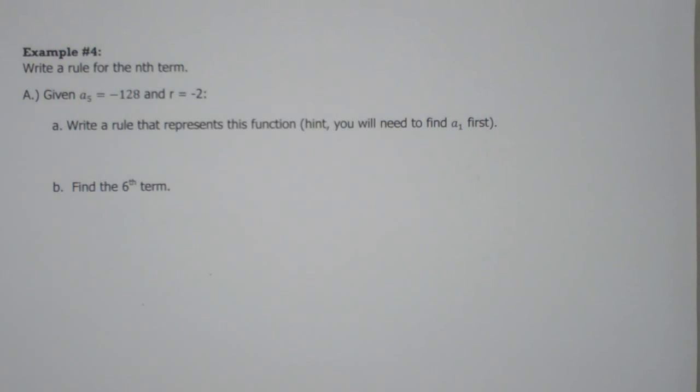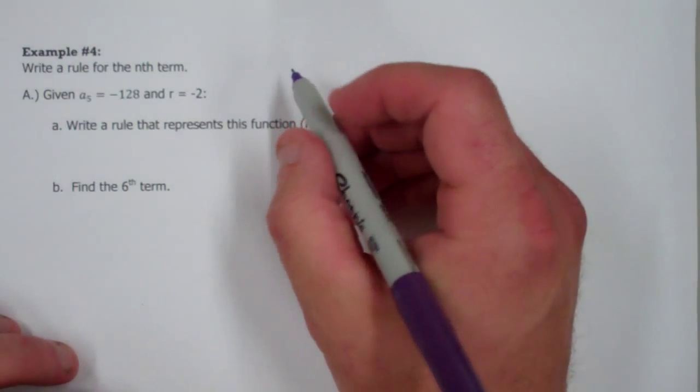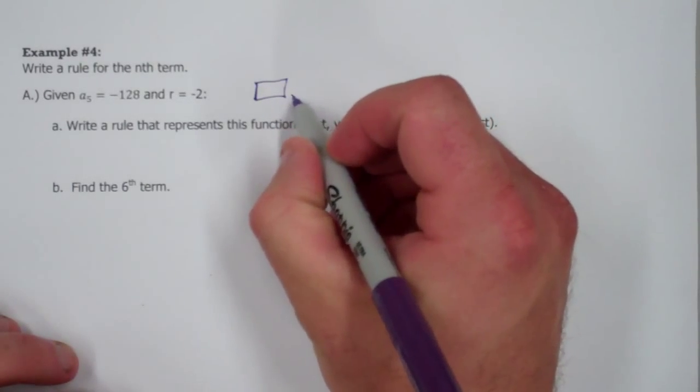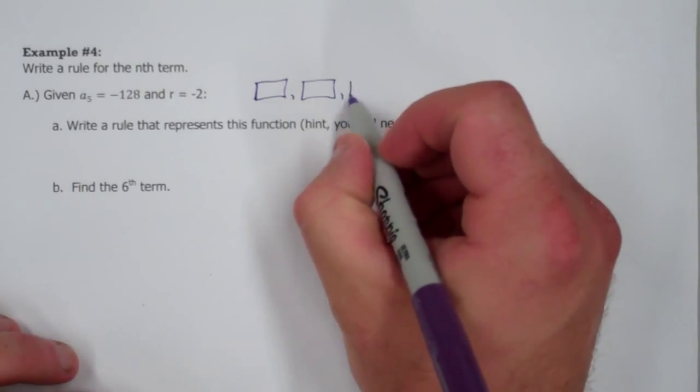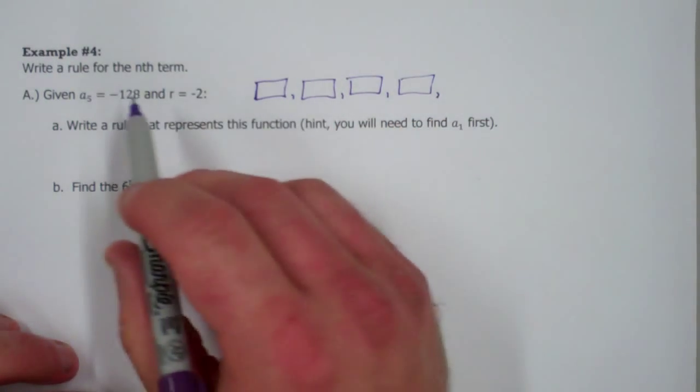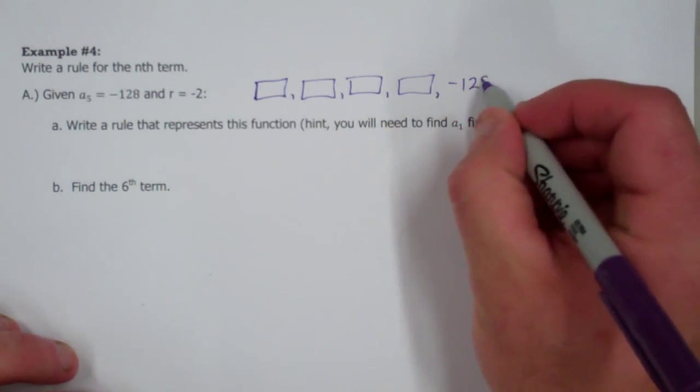In example 4, it says write a rule for the nth term. We're given that a sub 5 is negative 128 and r is negative 2. Let's see if we can write this sequence, and we're going to do a little reverse engineering here. So, we don't know the first 4 terms, but we do know that the 5th term is negative 128.